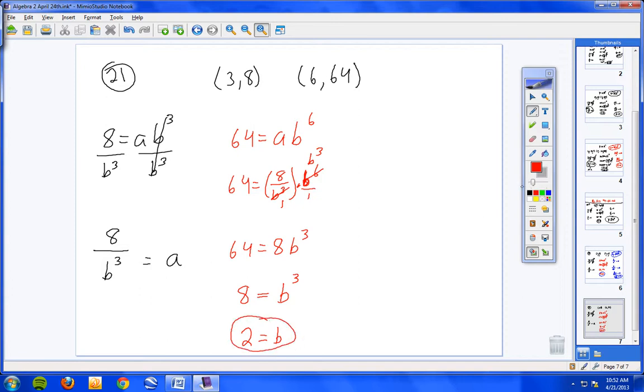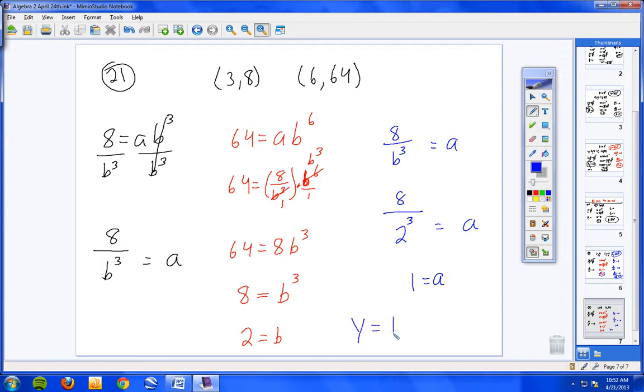Then your steps say to take this right here and substitute that in for b, and you'll know what a is. So we're going to do that right over yonder again. So 8 over b cubed equals a. 8 over 2 to the 3rd power equals a. And that would be 8 over 8, because 2 times 2 times 2 is 8. 8 over 8 is 1, so a equals 1. So now that you know what a and b are, write your final answer right here.